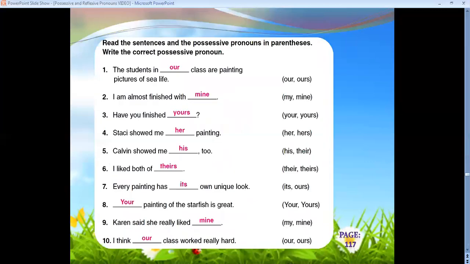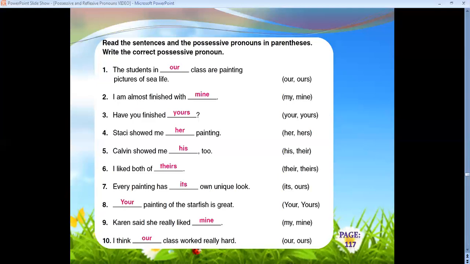Let's check our answers. The students in our class are painting. I'm almost finished with mine. Have you finished yours? Stacy showed me her painting. Calvin showed me his too. I like both of theirs. Every painting has its. Remember, I explained this and I said every painting, one painting, singular. I have to use a singular pronoun, which is its. Your painting. Karen said she really liked mine because I don't have a noun, so I need a pronoun that can stand alone. I think our class is a noun, so I'm going to use the possessive adjective our.